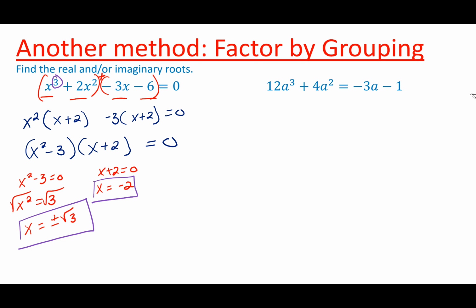Okay, let's do another one for practice. 12a cubed plus 4a squared equals a negative 3a minus 1. With any of our solving problems, we always want to set it equal to 0. So let's move the negative 3a and the negative 1 over. So this would be 12a cubed plus 4a squared plus 3a plus 1 equals 0.